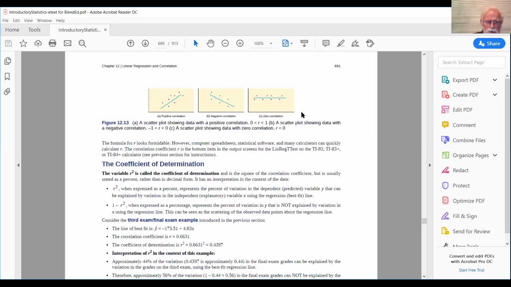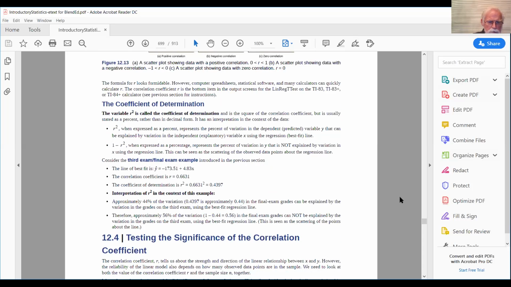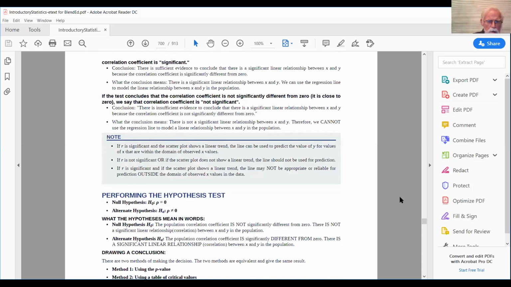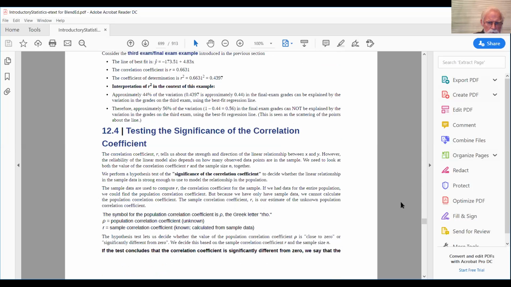If you look at these, they just happen to have data. Computer spreadsheets will do this, so we won't go into the coefficient of determination. What is the significance of this? It is to decide whether the sample that you've taken, and the correlation coefficient you get, can really literally model that relationship in the entire population.